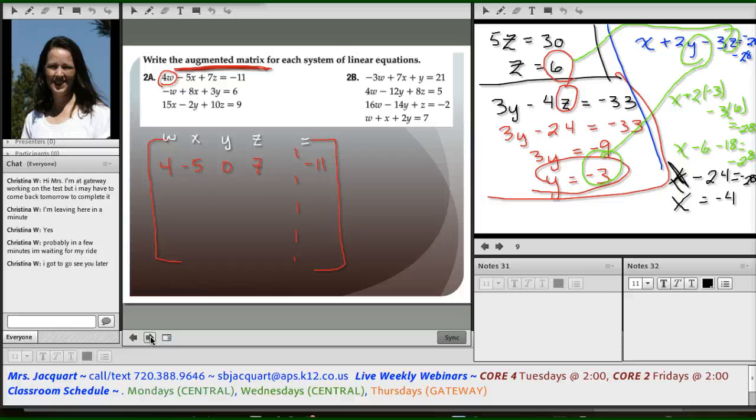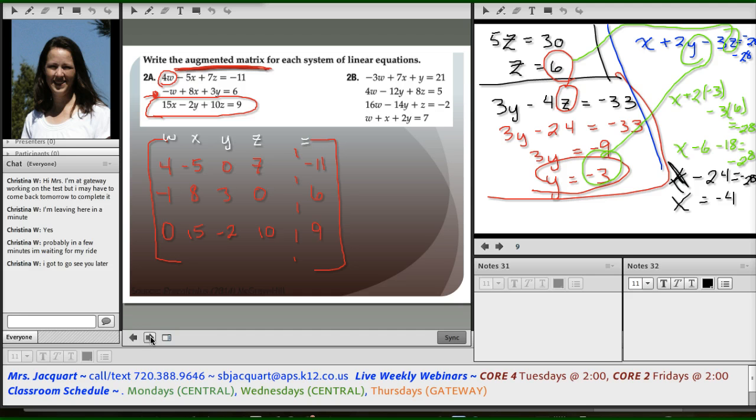Okay, next row. Negative 1 for that w. There is an 8 for the x. There is a y, it's a 3. There is no z term. And then there's a 6. Last line. There's a 15 for your, oh, there is no w. It's 15 for x, negative 2 for y, 10 for z, and a 9 for the equals.